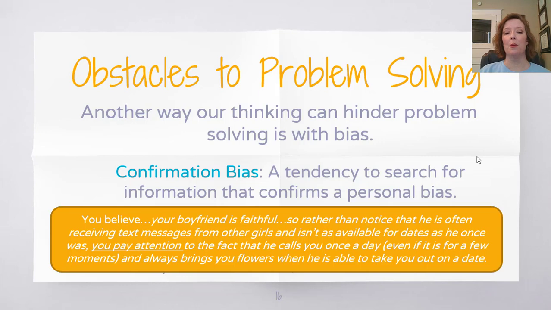So an example of that would be you believe your boyfriend is faithful, so rather than noticing that he's often receiving text messages from other girls and isn't as available for dates as he once was, you pay attention to the fact that he calls you once a day, even if it's only for a few minutes, and always brings you flowers when he is able to take you out on a date. So you are accepting the good stuff to support what you already believe.